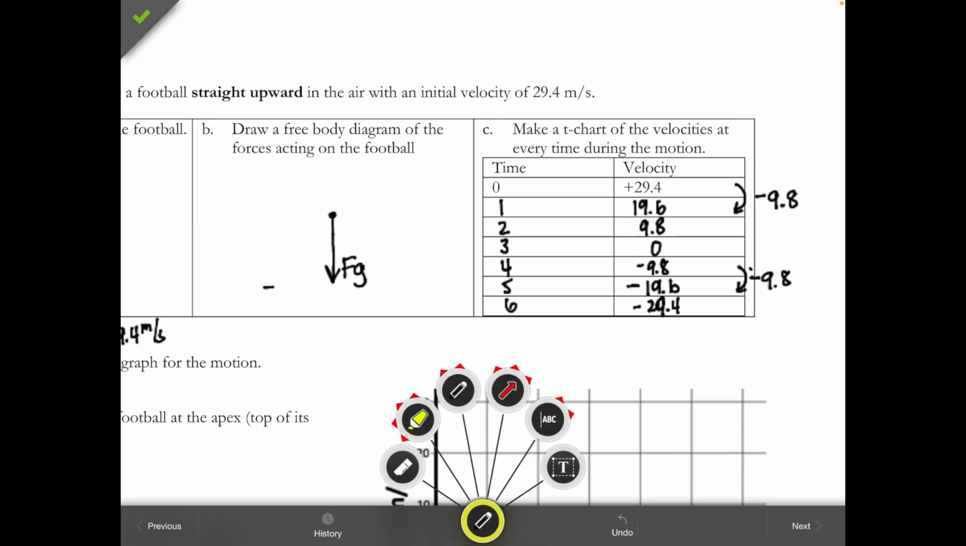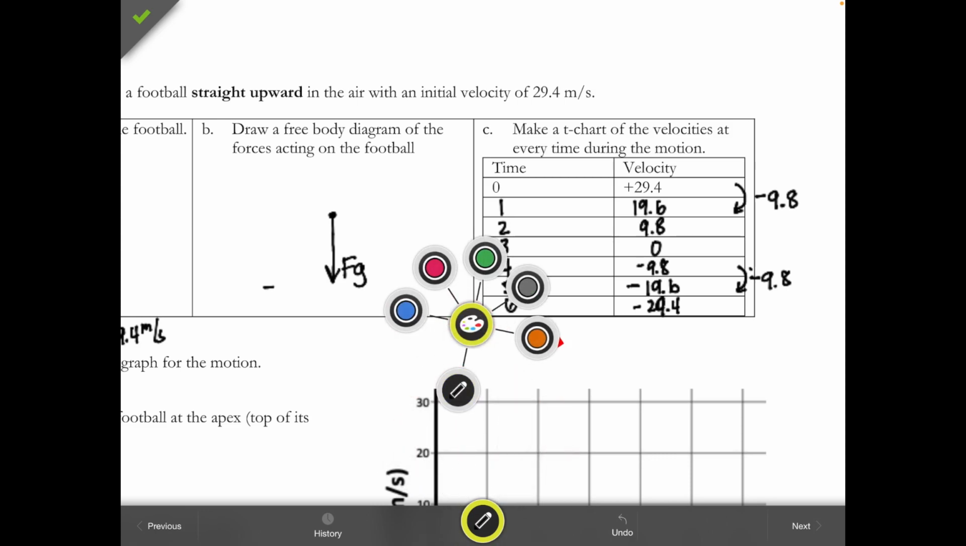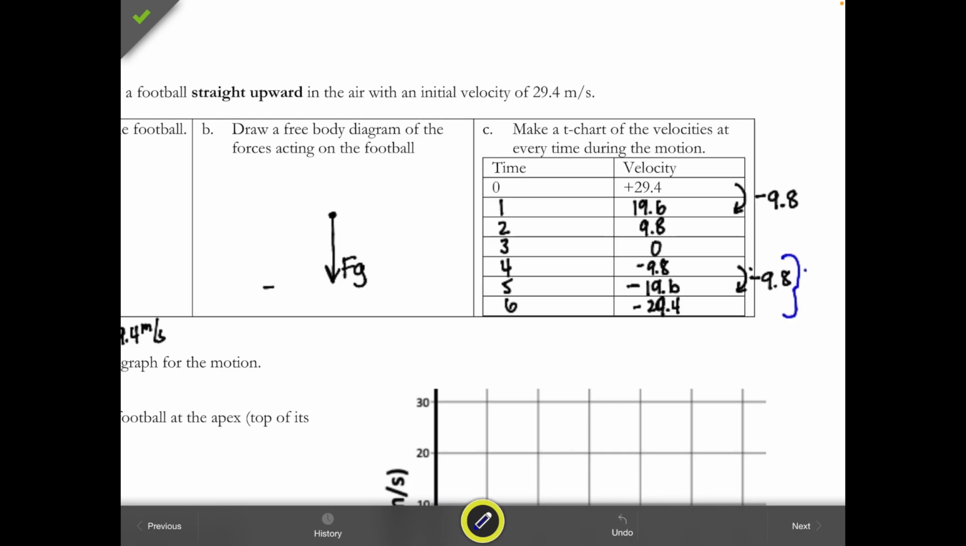Just a quick review for speeding up versus slowing down. Speeding up occurs from 4 to 6 seconds because the velocity is negative and the acceleration is negative. Notice that the speed, the absolute value of this, is getting faster and faster and faster, just in the negative direction. So speeding up occurs where velocity and acceleration point in the same direction.